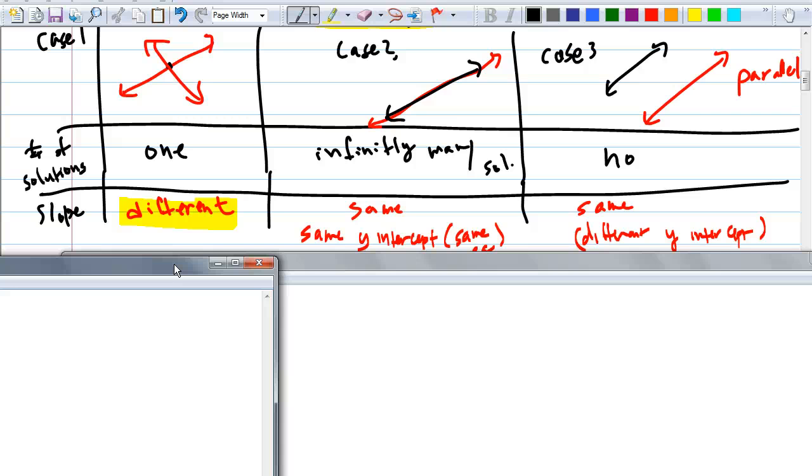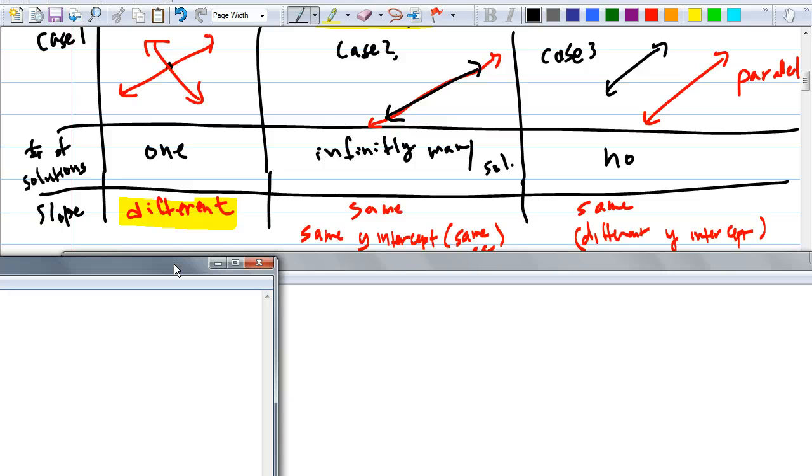Okay, so I would like you to understand what we mean by the solutions of these linear equations, okay? Especially these two, when you have two lines. Okay. Any question? Does this make sense? Does this chart make sense? Do you understand what I mean by the slope?